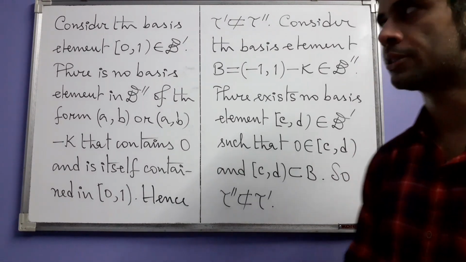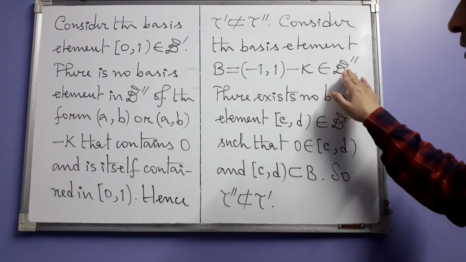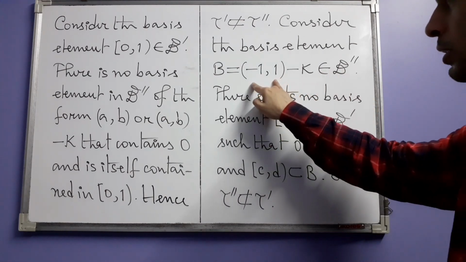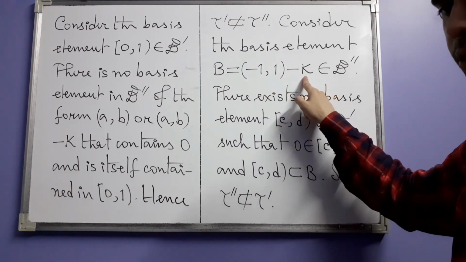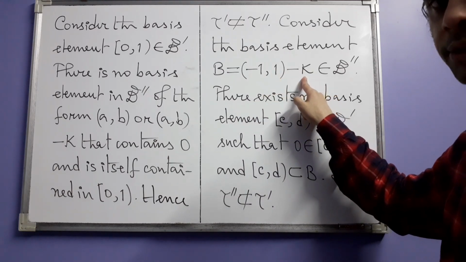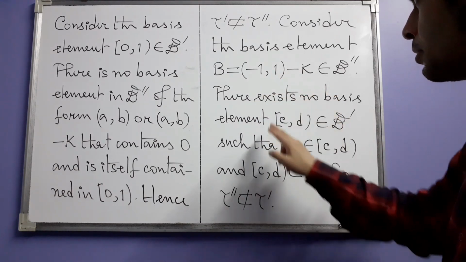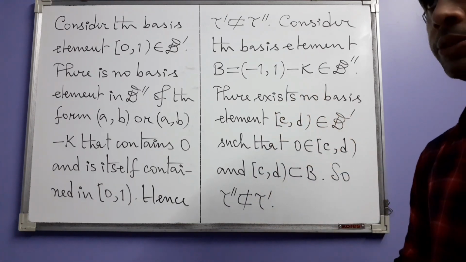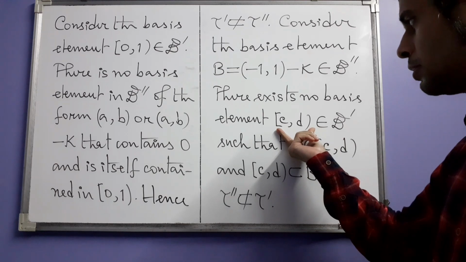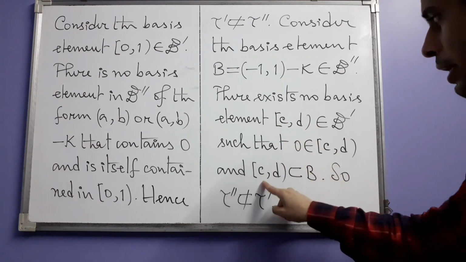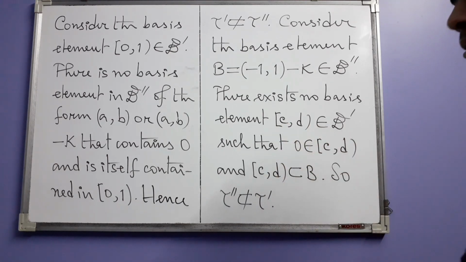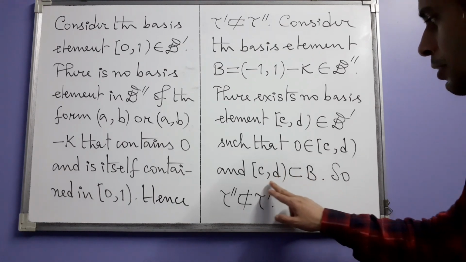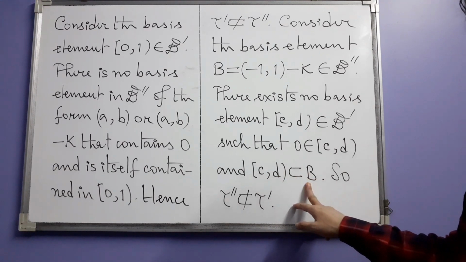So then what is our conclusion? And finally we consider this basis element of the K topology, which we considered previously also. From the open interval (-1, 1), the set of all reciprocals of positive integers has been removed. Now there exists no basis element in the lower limit topology, which of course is of this form, which contains 0 and is itself contained in B. Now what is the reason? What is the reason for this to not be a subset of B?